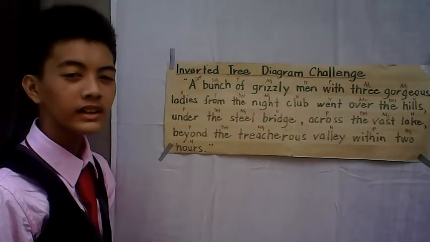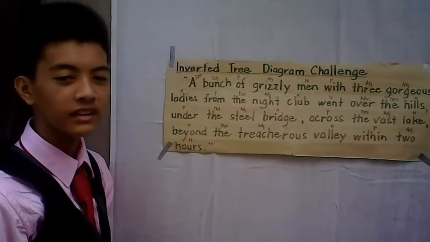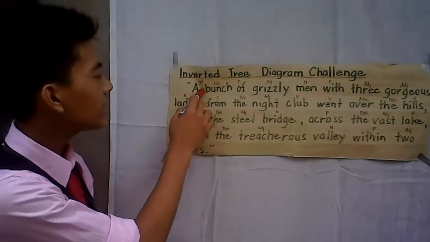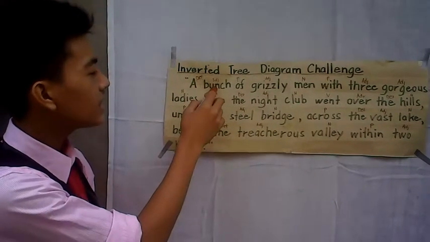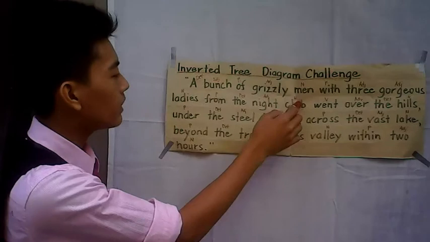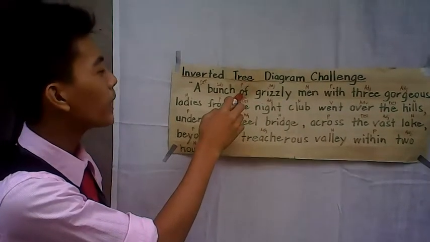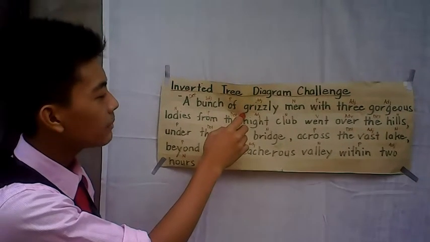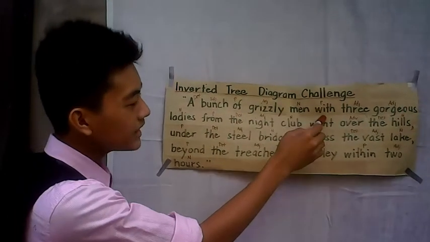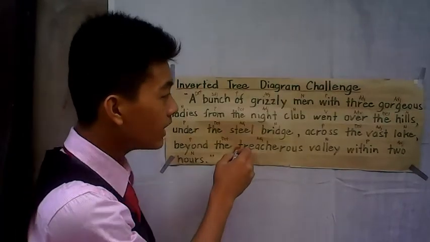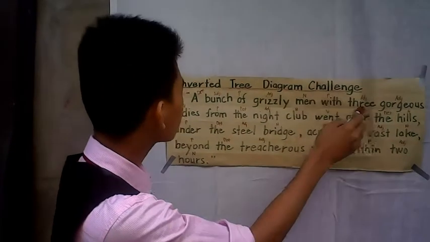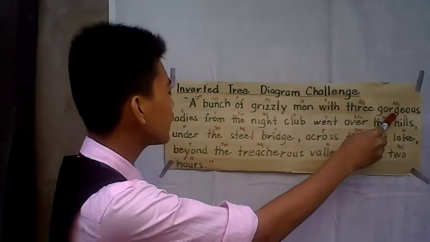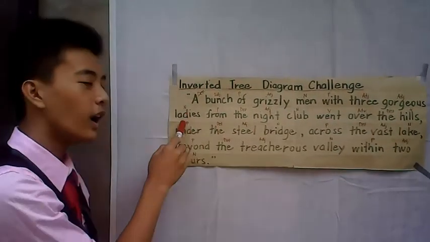To do an inverted tree diagram, you need to know first what kind of words are written in the sentence. A is a determiner. Bunch is an adjective because it describes the noun men. Of is a preposition. Grizzly is an adjective because it describes the noun men. With is a preposition. Three is an adjective because it describes the noun ladies. Gorgeous is an adjective because it also describes the noun ladies.